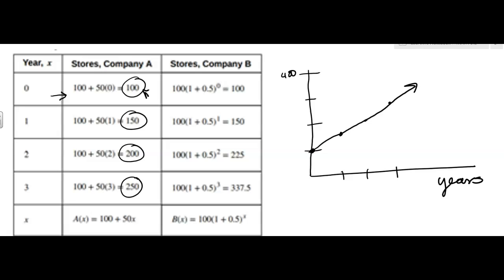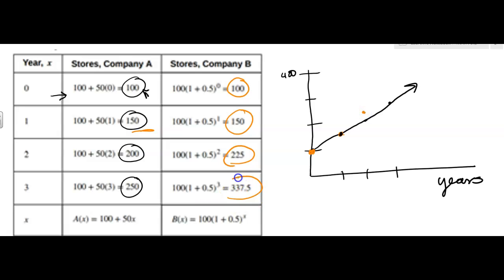Now, what happens for Company B that's going to increase by 50%? They're still starting with 100 stores. The starting place is still the same. And then after 1 year, they're at 150. That's the same as the other store, right? Now, something's actually occurring between 0 and 1, and we'll see that when we go to graph this. But now let's see what happens at 2 years. It's up to 225, whereas the other store was at 200. So maybe it's up there.